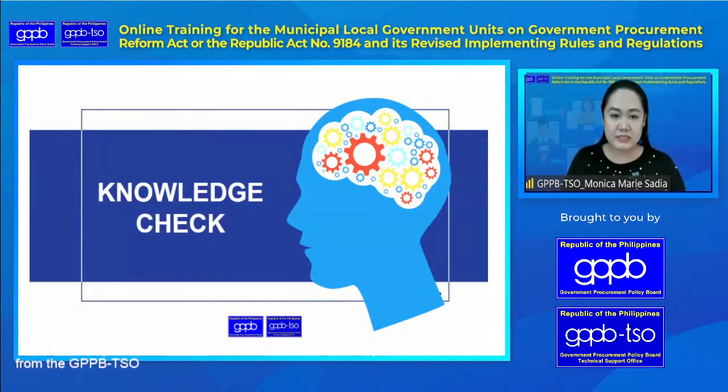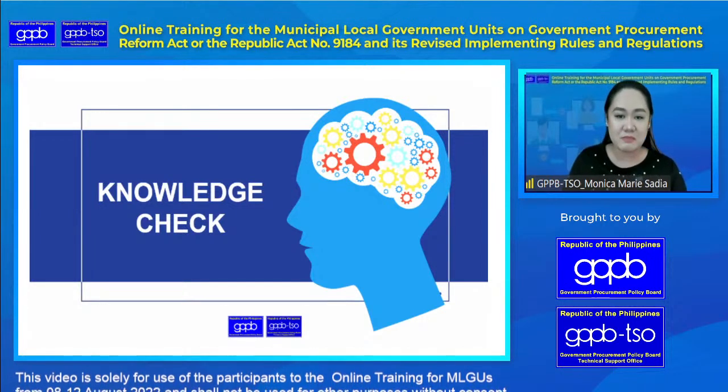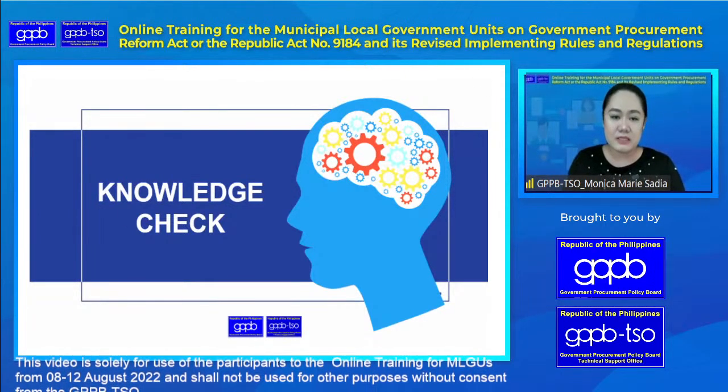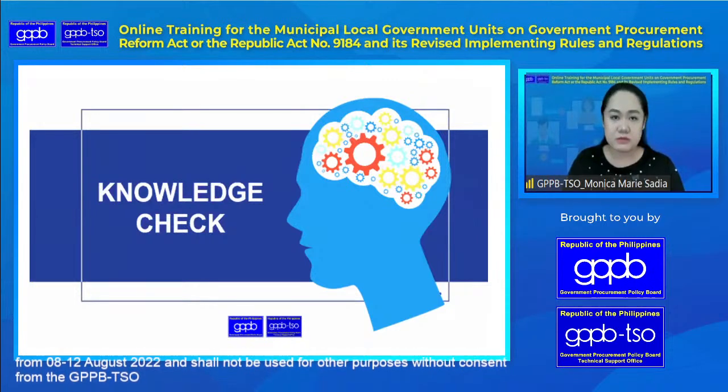Again, the question is, blacklisting is an interim penalty imposed for infractions committed by a contractor during competitive bidding stage, whereby such contractor is prohibited from further participation in the bidding process of an agency. Is this true or false?